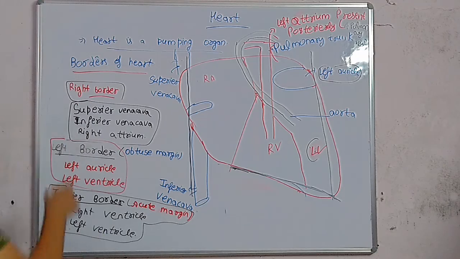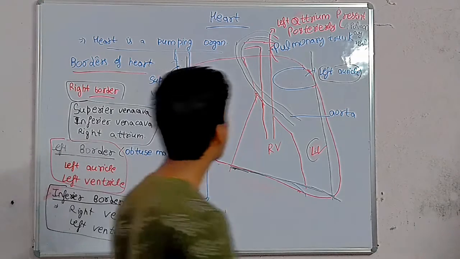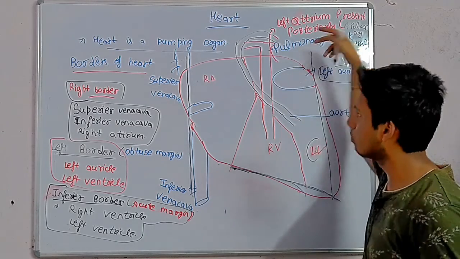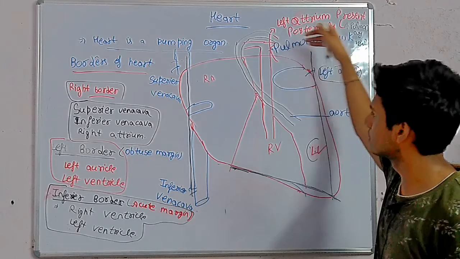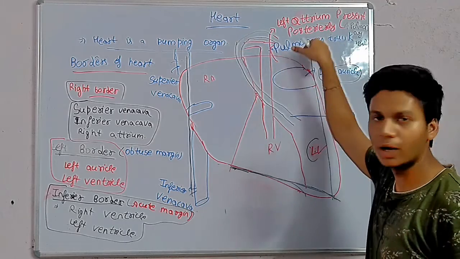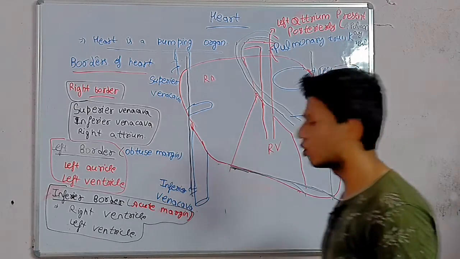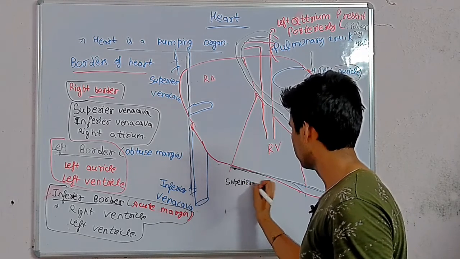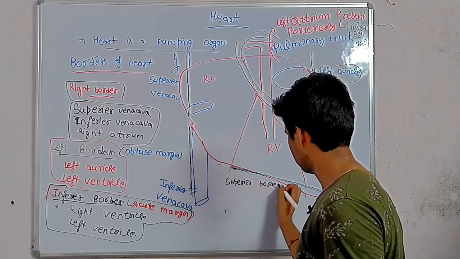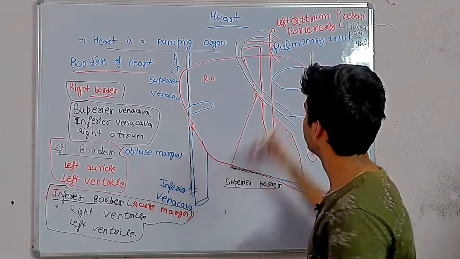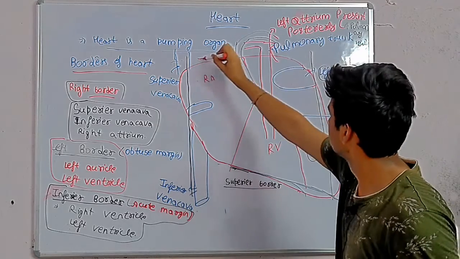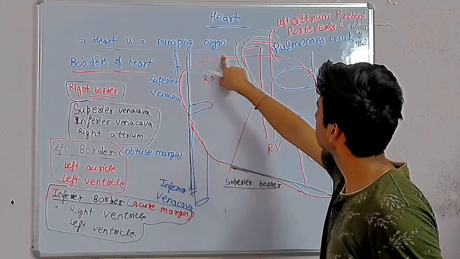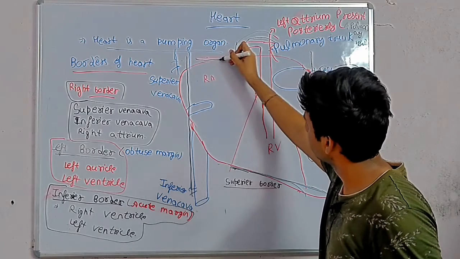These are the three borders. Now the last one is superior border. Superior border is not much defined. It is present superiorly and covered by arches and vessels. This is formed by left atrium and right atrium. It is present like this line.